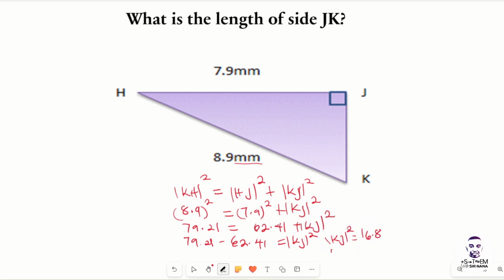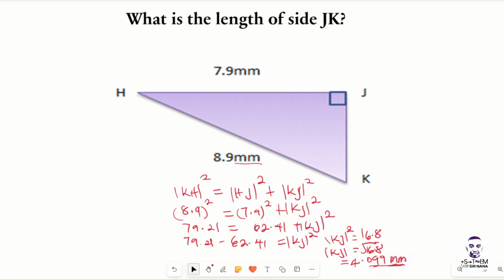Then that means that the side KJ should be equal to the square root of 16.8. Using the calculator would give us 4.098, right? So we get 4.10, let's say, because the next number is more than 5, right? So we bring the unit, because the unit is millimeters, so you have to bring the unit. Where you are given a unit, ensure that you end with the unit. If not, your final answer would be marked wrong because you didn't bring the unit.